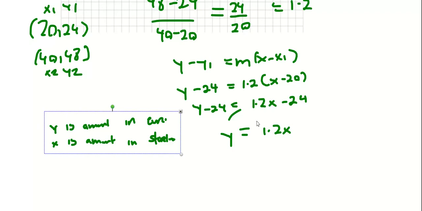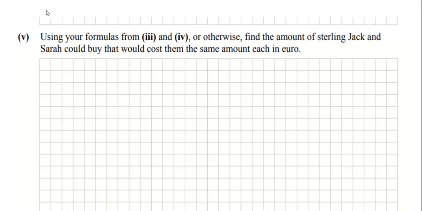Now, using our formula, find the amount of sterling Jack and Sarah could buy that would cost the same amount in euro. So both formulas equal each other. Essentially, you're getting the same amount of sterling for the same amount of euro. So one of them is y equals 1.2x. The other one is y equals 1.15x plus 10. So what we're basically saying is the amount of money is the same.